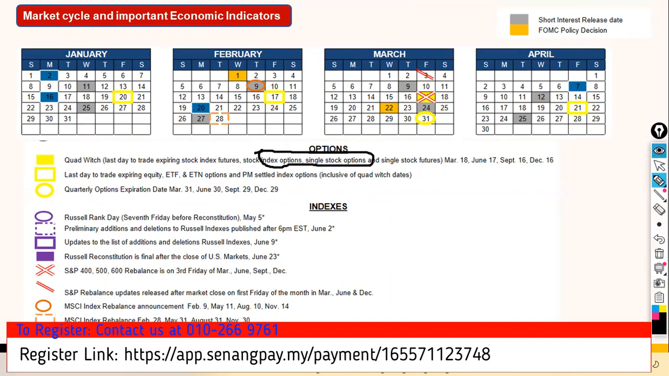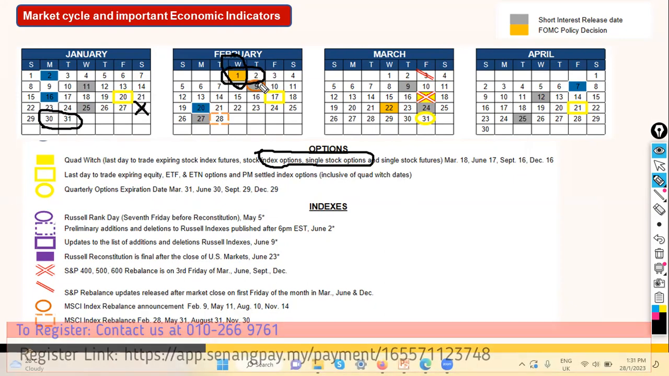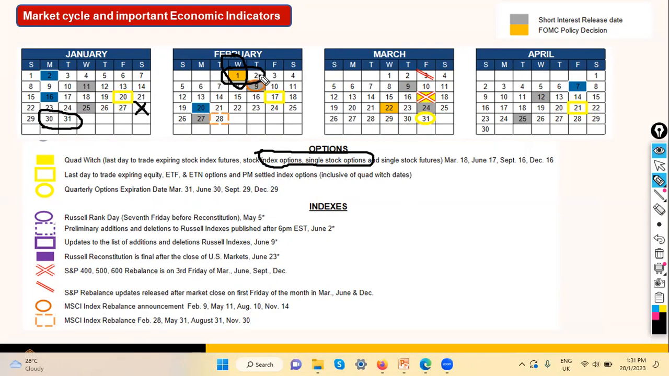When you are trading, let's say for example, now we have already reached the 28th here. We have another 2 days of trading left before this important thing happens. This is the FOMC rate announcement. It actually happens over 2 days: the first day is an announcement, and the second day is the announcement of the rate.